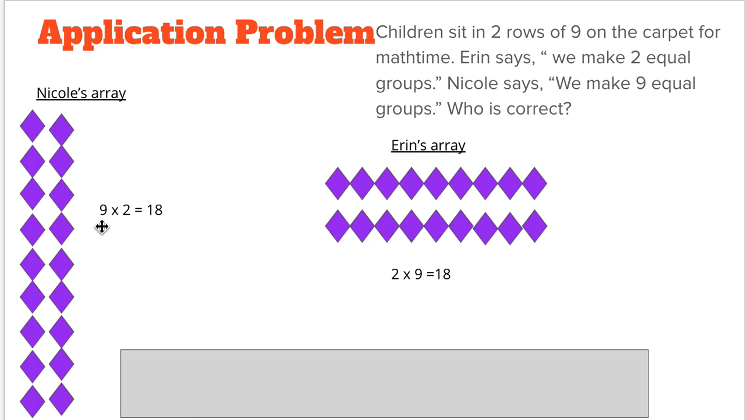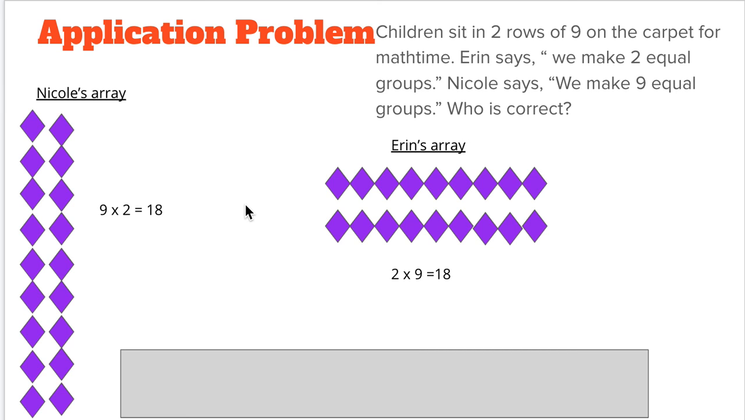So now our first number is always rows. So Nicole has 9 rows, but Nicole also has 2 in each row, which again, we can count. It's going to give us a total of 18. But now when we look at Nicole's array, she says we make 9 equal groups. I have 9 groups of 2. This would be 1 group, 2 groups, 3, 4, and all the way down. And they're all equal because they all have the same amount in each group. There's 2 in each group.